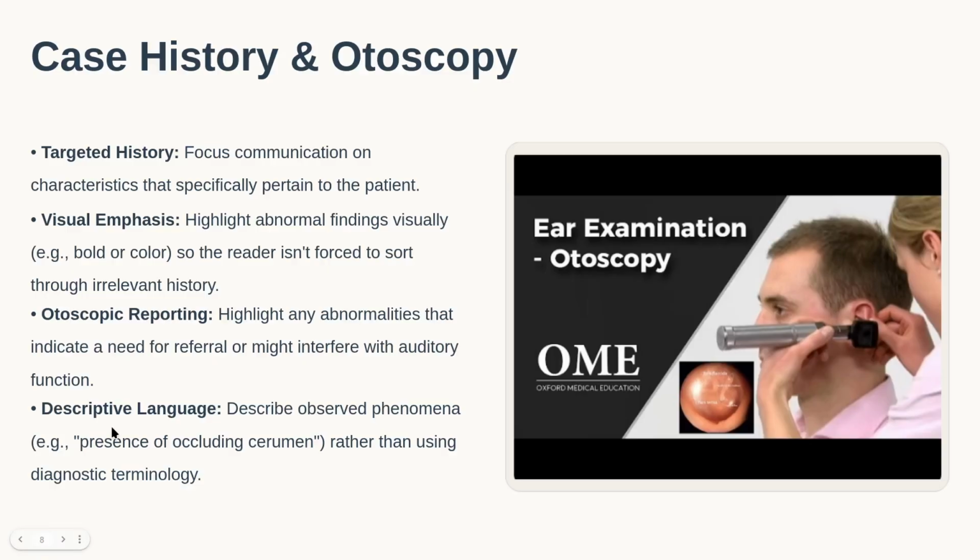For otoscopy, describe what you see, don't diagnose. Say presence of occluding cerumen rather than impacted wax causing conductive hearing loss. Highlight anything that requires medical referral or might interfere with your testing. So the key is targeted history, visual emphasis, otoscopic reporting, descriptive language.